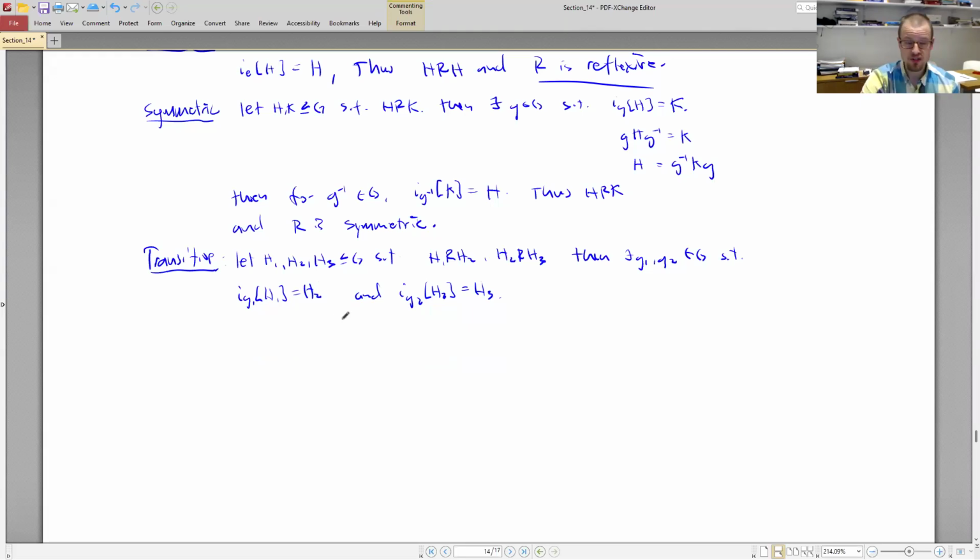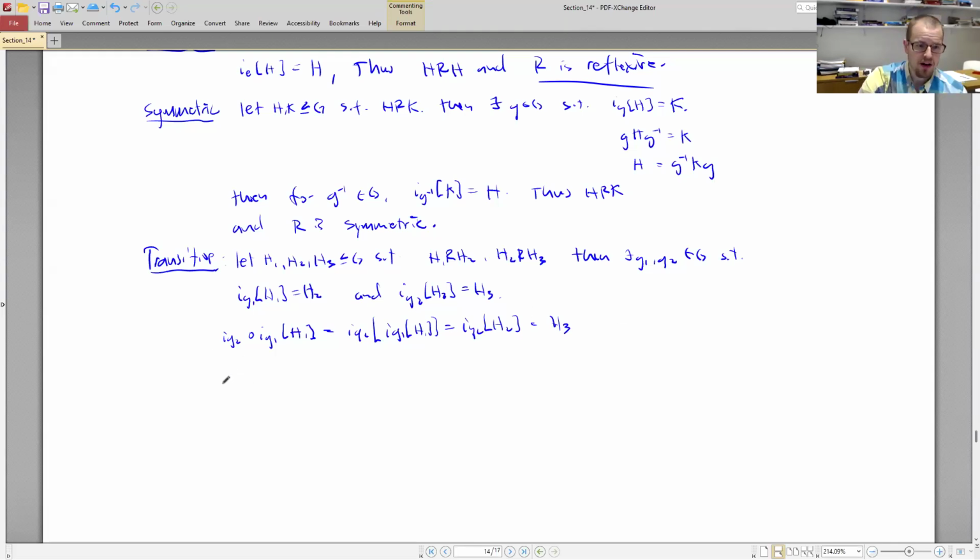So if I compose these functions, I can observe that the composition I sub G2 composed with I sub G1 of H1 is equal to IG2 of IG1 of H1, which is equal to IG2 of H2, which is H3. There we go.